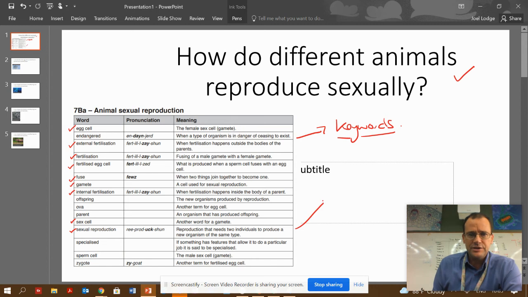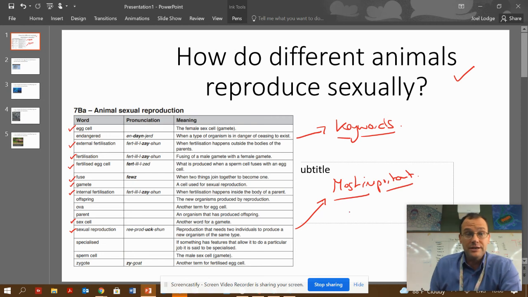Now, firstly, what is sexual reproduction? Well, reproduction that needs two individuals to produce a new offspring of the same type. This is the most important definition of sexual reproduction.